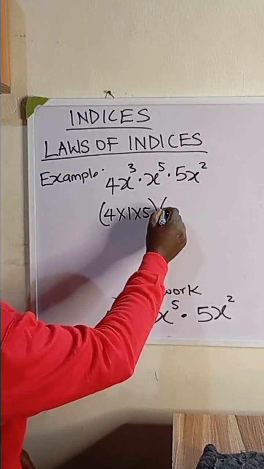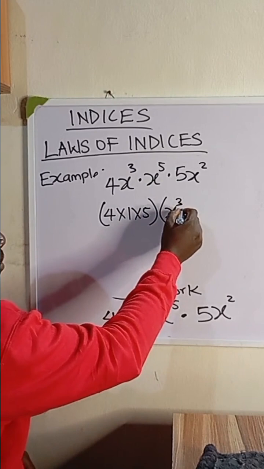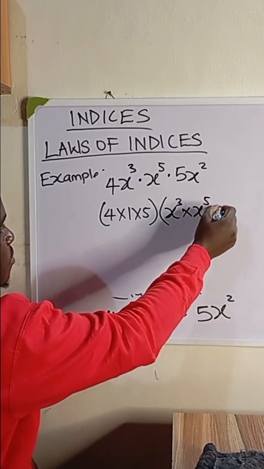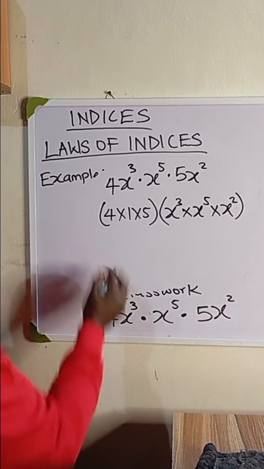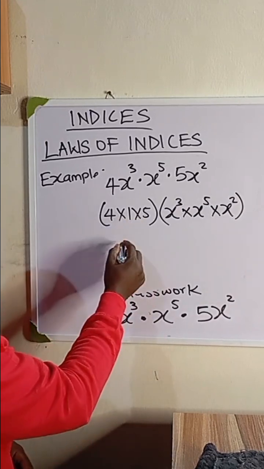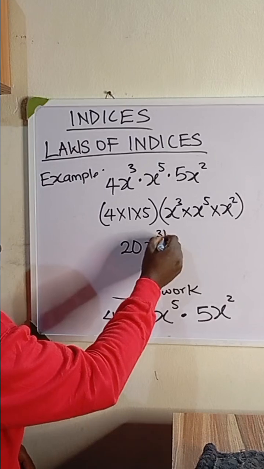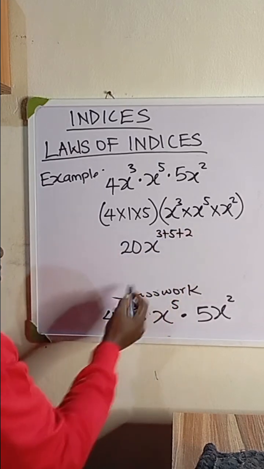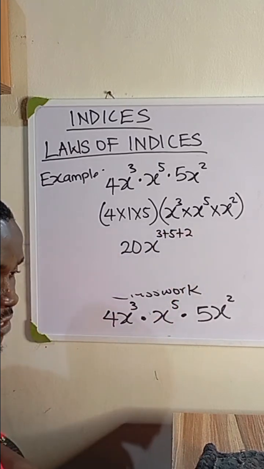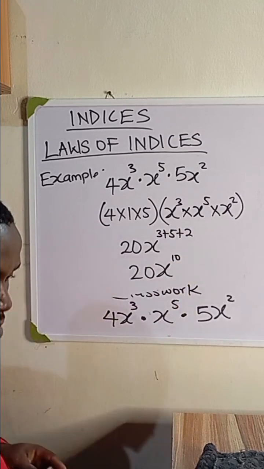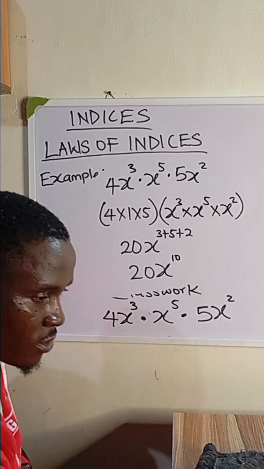And then in the second bracket we have x to the power of 3 multiplied by x to the power of 5 multiplied by x to the power of 2. So 4 times 1 times 5 will give you 20. Then you have x to the power of 3 plus 5 plus 2. 3 plus 5 plus 2 is going to give us 10. So we have 20x to the power of 10. Okay, well done guys.